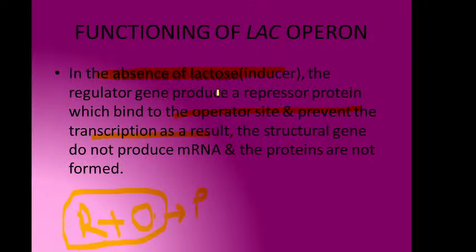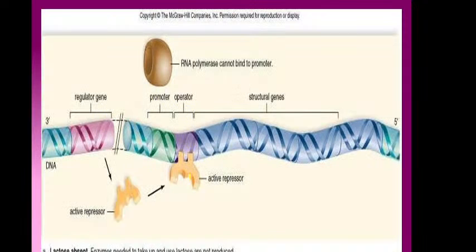So in the absence of lactose, when there is no inducer, the reaction will not start, the structural genes do not produce mRNA, and proteins are not formed. So this is in the absence of lactose. When lactose is not here, the repressor will bind with the operator. This is the promoter, this is the operator. If you are able to see this yellow one, this repressor binds with the operator and does not allow the promoter to function. If the promoter does not do its work, how will the reaction continue?